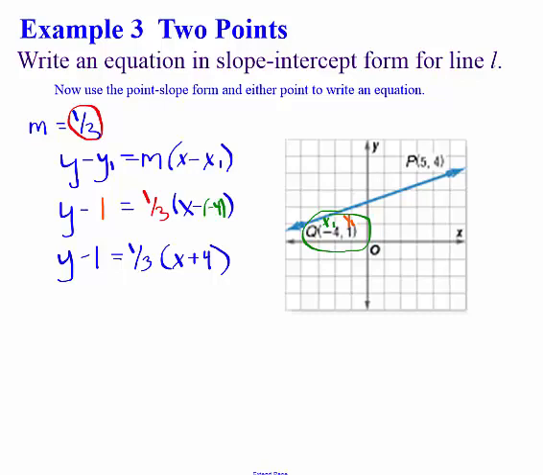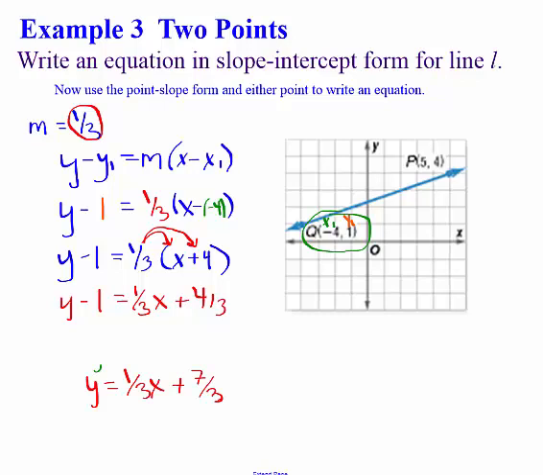And now I can distribute the 1/3 to the x and the 4. And I have y minus 1 equals 1/3 x plus 4/3. And I could add 1 to both sides, and I could make that an improper fraction and have y equals 1/3 x plus 7/3.